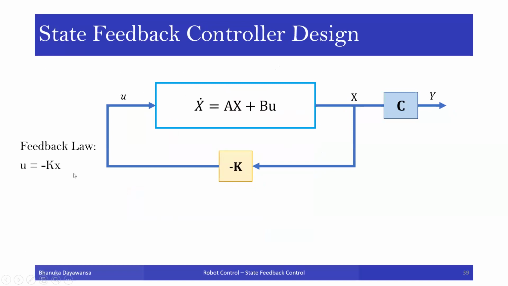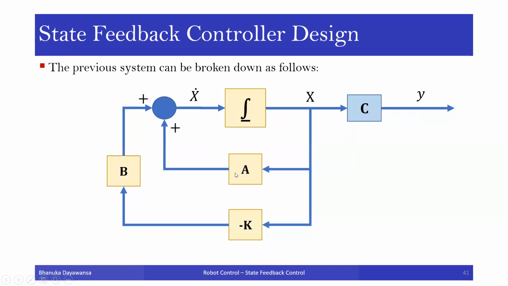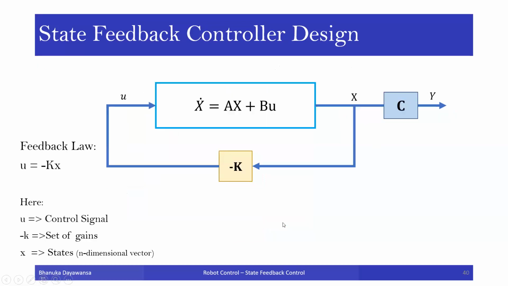U is equal to minus KX. So you get X dot equals AX minus BKX. And that's the state feedback control. This equation is obtained. And out of these state variables, if we want to observe something, we get it from the C matrix.